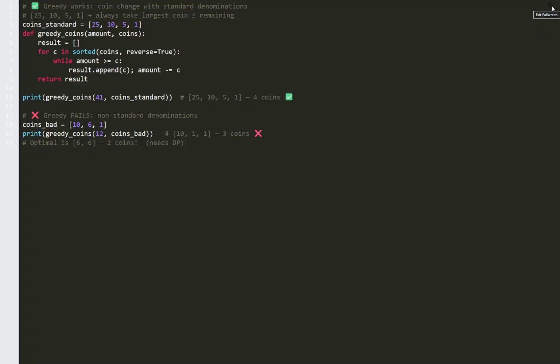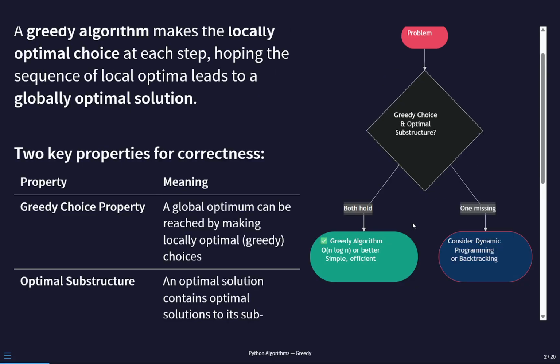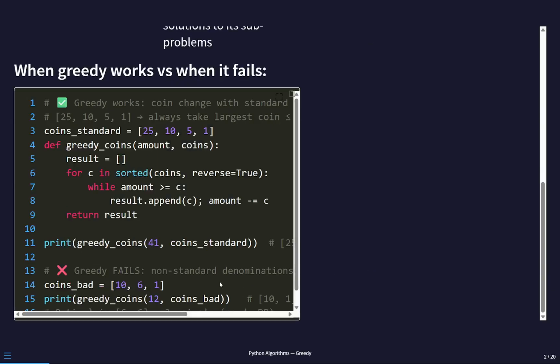Greedy grabs the 10, seems sensible, then needs 2 ones. 3 coins. The optimal solution is 2 6s, just 2 coins. Greedy picked the wrong local choice and got stuck. The greedy choice property fails here, because grabbing the 10 destroys the ability to reach the global optimum.